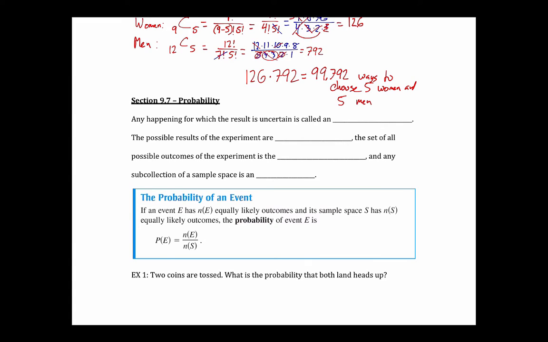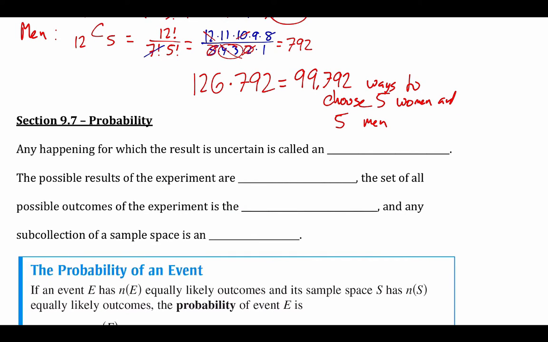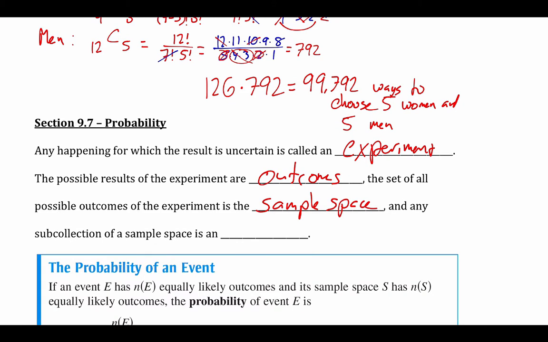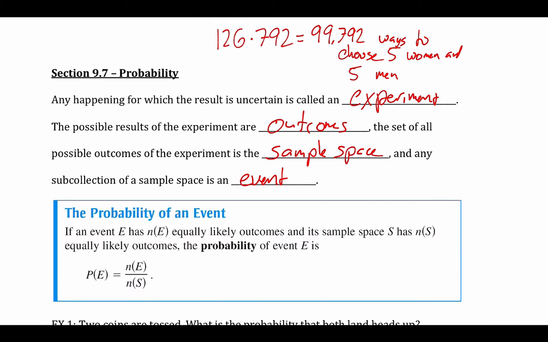Section 9.7, probability. Any happening for which there is a result that is uncertain is called an experiment. The possible outcomes of an experiment, the possible results, are outcomes. The set of all outcomes in an experiment we call the sample space. And any subcollection of a sample space we're going to call an event. So, the probability of that last term, an event.